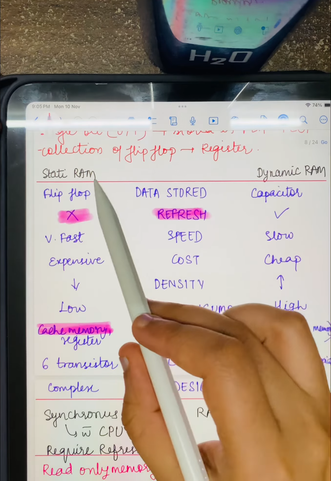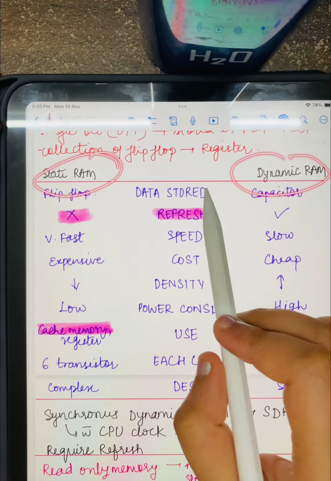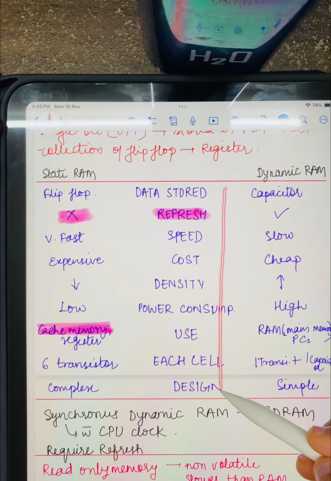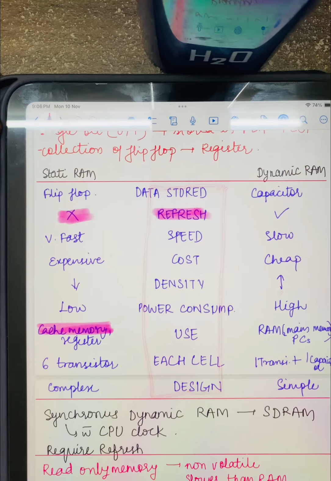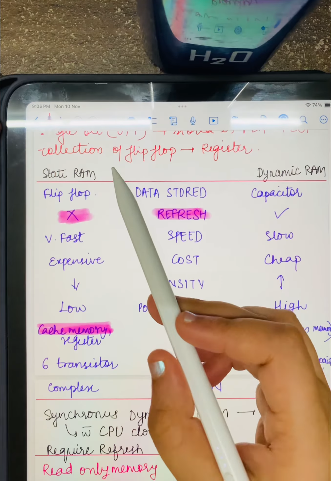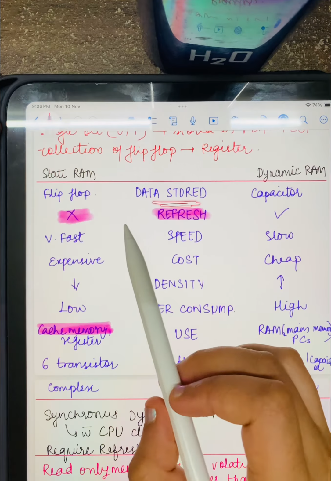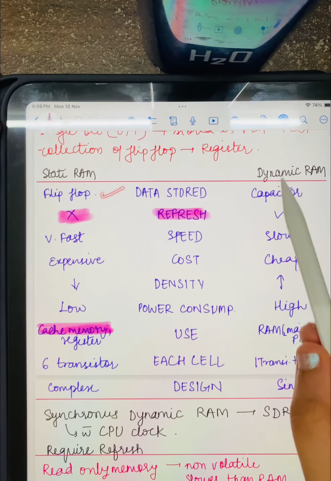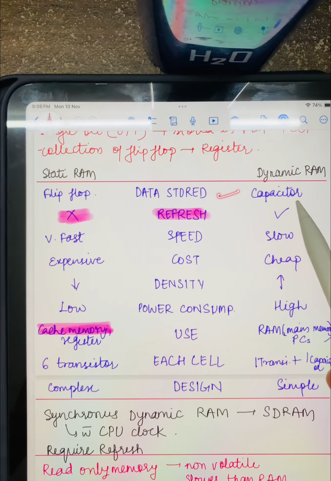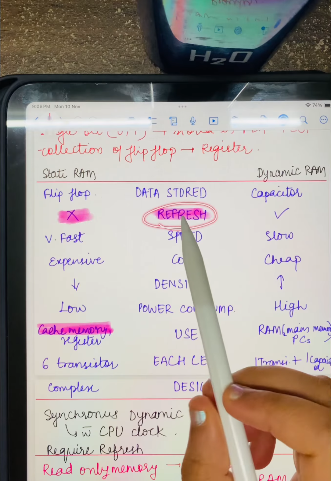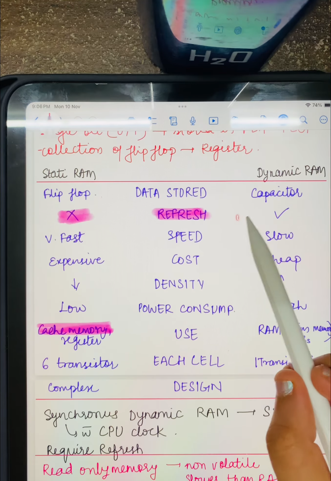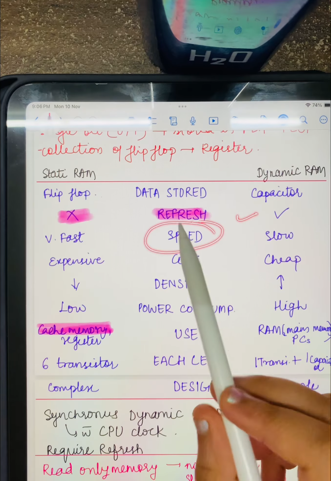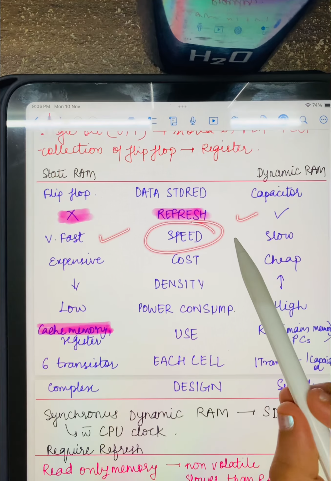So let's understand the difference between static RAM and dynamic RAM. These are the bases of differentiation. I made it very easy. Static RAM has flip-flops to store data. Dynamic RAM has capacitors to refresh. Static RAM does not require refresh. Dynamic RAM requires refresh. And speed: static RAM is very fast, dynamic RAM is slow.